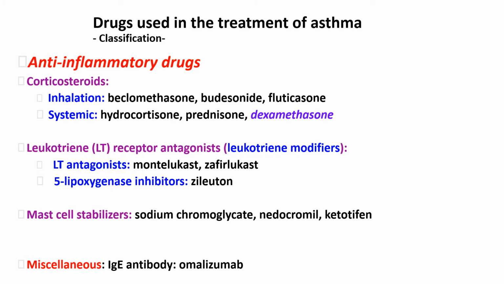Then we have leukotriene receptor antagonists such as montelukast, zafirlukast. Then mast cell stabilizers, sodium cromoglycate, ketotifen. And then in the miscellaneous category, we have the anti-IgE antibody omalizumab. About anti-inflammatory drugs, we will discuss in the next class. In this class, we will focus our discussion on beta 2 agonists, both short-acting as well as long-acting.